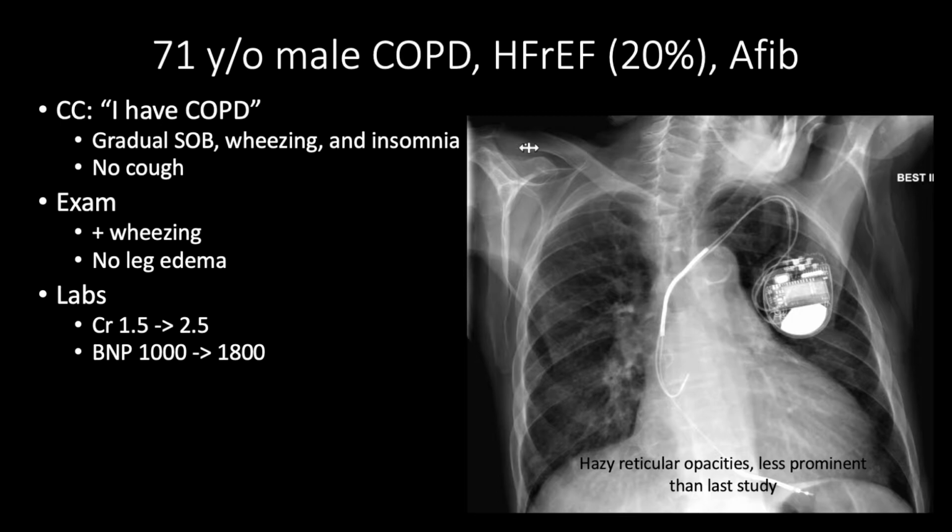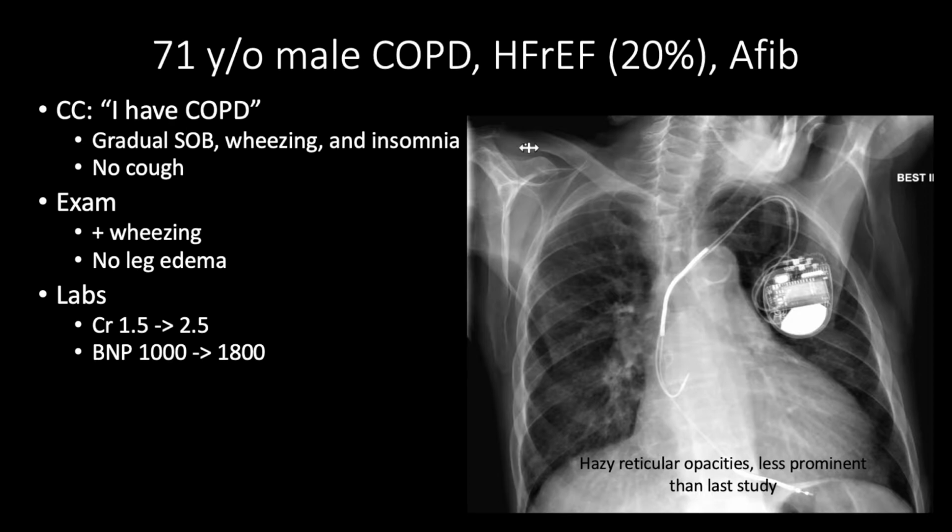Let's take a look at another case. This is a 71-year-old male with COPD, heart failure with reduced ejection fraction of 20%, and atrial fibrillation. His chief complaint to the nurse in triage was, "I have COPD," saying this feels like my usual COPD exacerbation. And he reports worsening gradual shortness of breath, wheezing, and insomnia. He wakes up in the middle of the night short of breath. He denies cough. His exam is certainly positive for wheezing, but there's no leg edema.